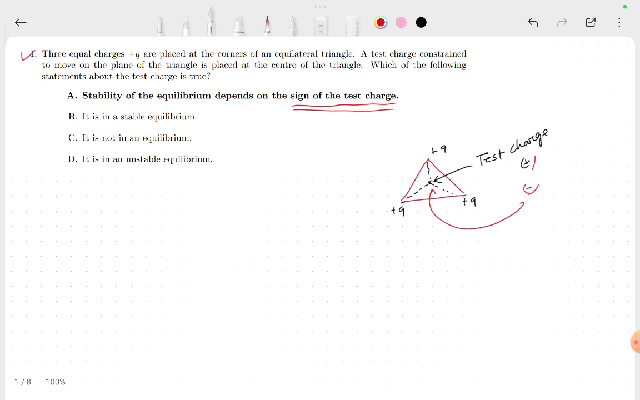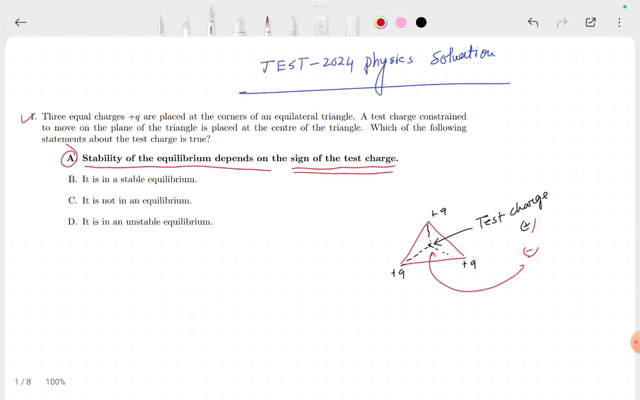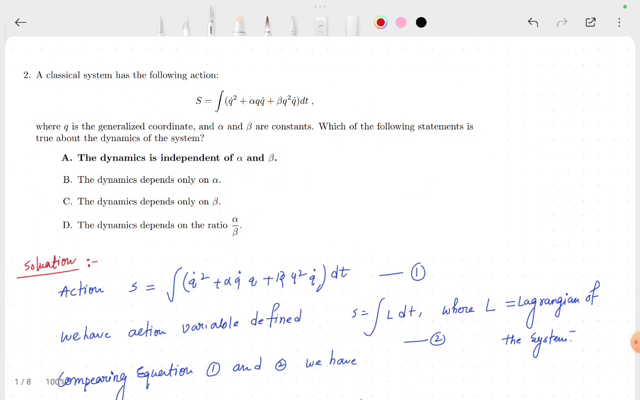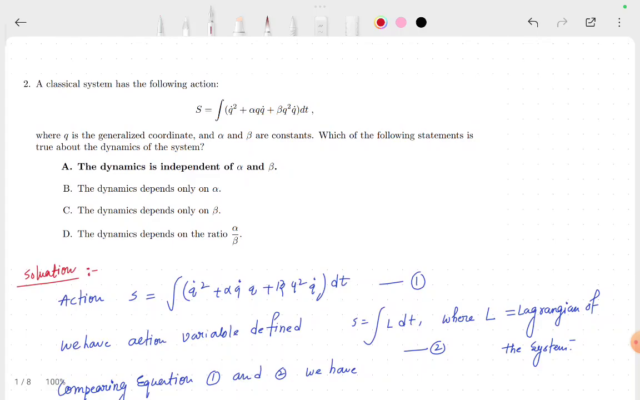If there is no test charge, then the stability condition is maintained. If the test charge is positive, then the stability condition is broken. If the test charge is negative, then the stability condition is again broken. So the stability of this equilibrium depends on the sign of the test charge. So the answer to this first question is A. This is a conceptual question. There is no mathematical solution, that's why I did not write anything here. Next, we go to the next question.